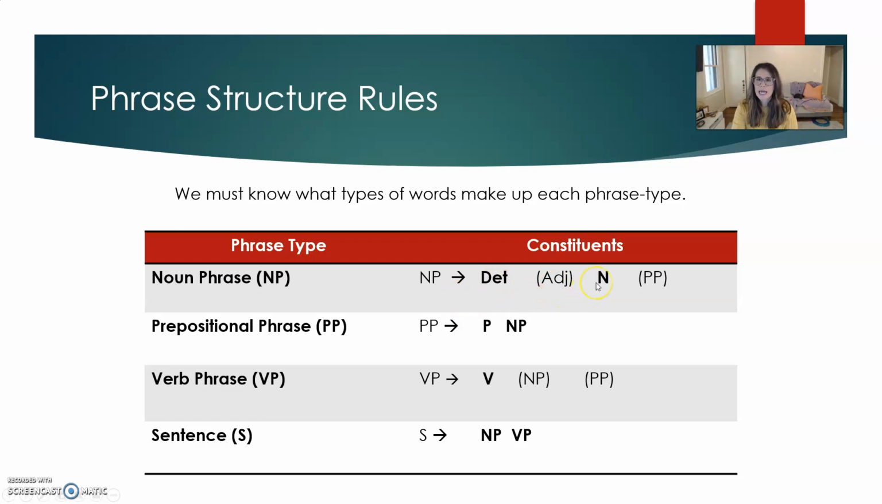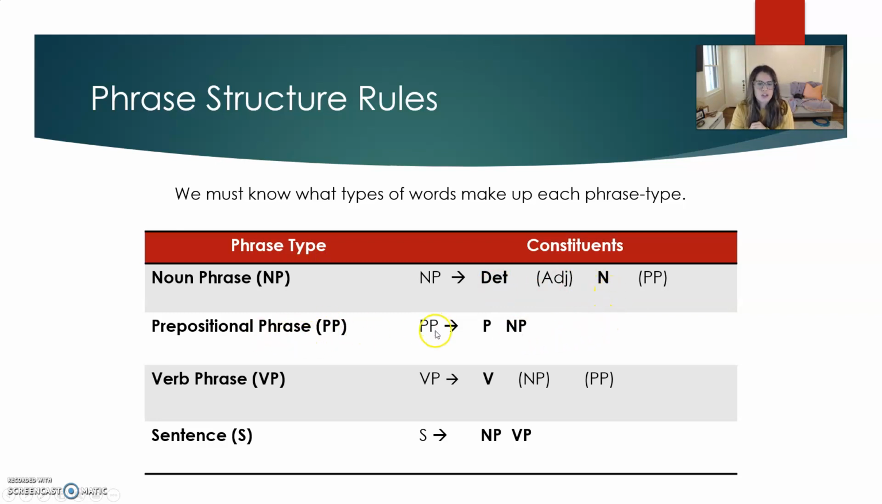So a determiner and a noun, that's going to be something like the boy, right? That means that we can also add in an adjective, so the little boy, right? And it might also have a prepositional phrase as a part of the noun phrase, okay? So we can put phrases inside of each other, not just single constituents or single words, but also phrases within phrases, okay? This is called recursion. So bold are the necessary components and parentheses are the optional constituents, okay?